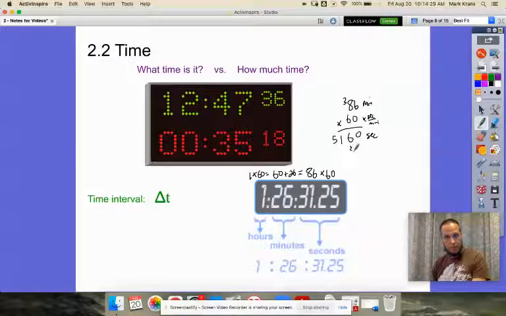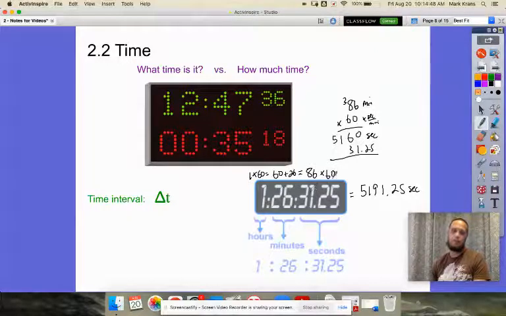But don't forget, we also have 31.25 other seconds that we started with. And so this is a total of 5,191.25 seconds. Okay. And so this is what we would have to use. We don't want to use this weird mixed number of fractions and stuff. Okay. So when we use a stopwatch, you just pick your starting time. Okay. So that's like your initial time is typically 0. And then you click to end your stopwatch and it tells you how many seconds have elapsed.